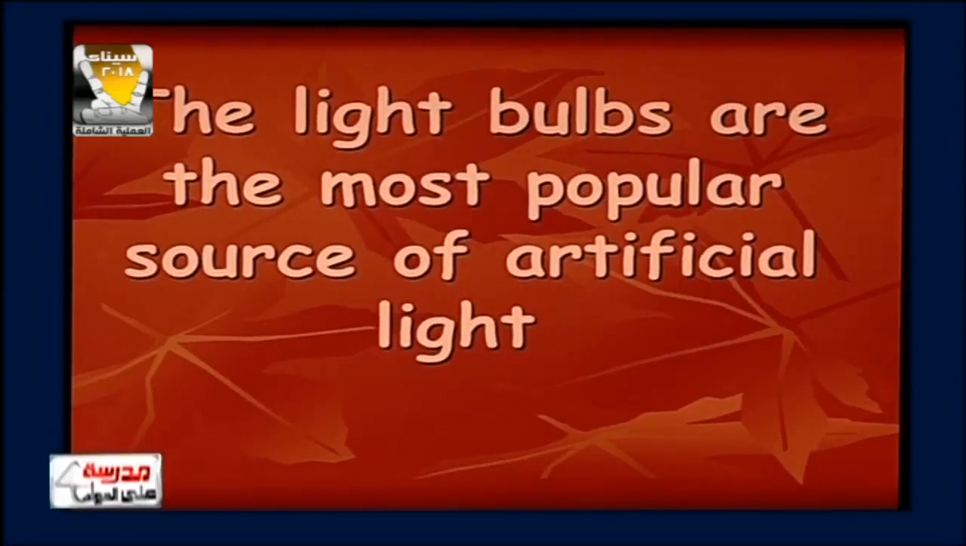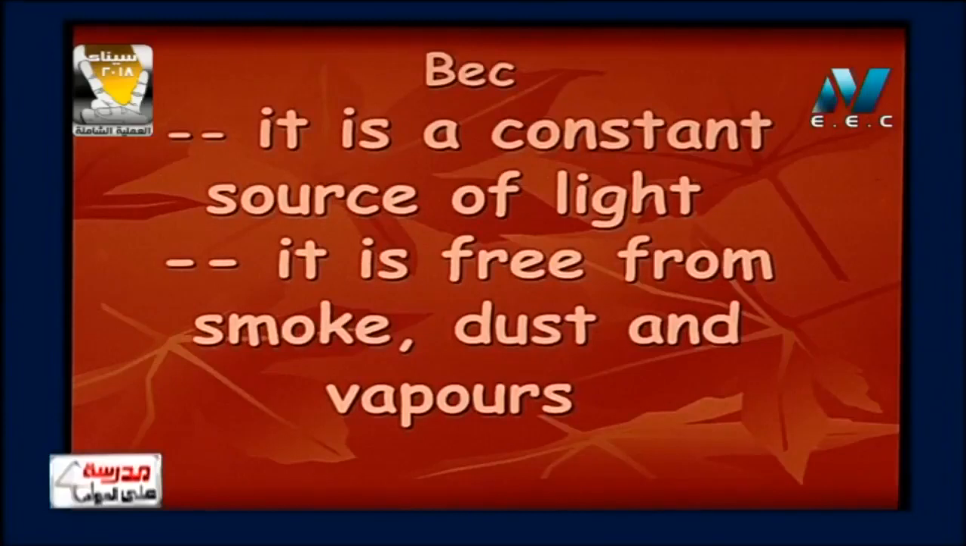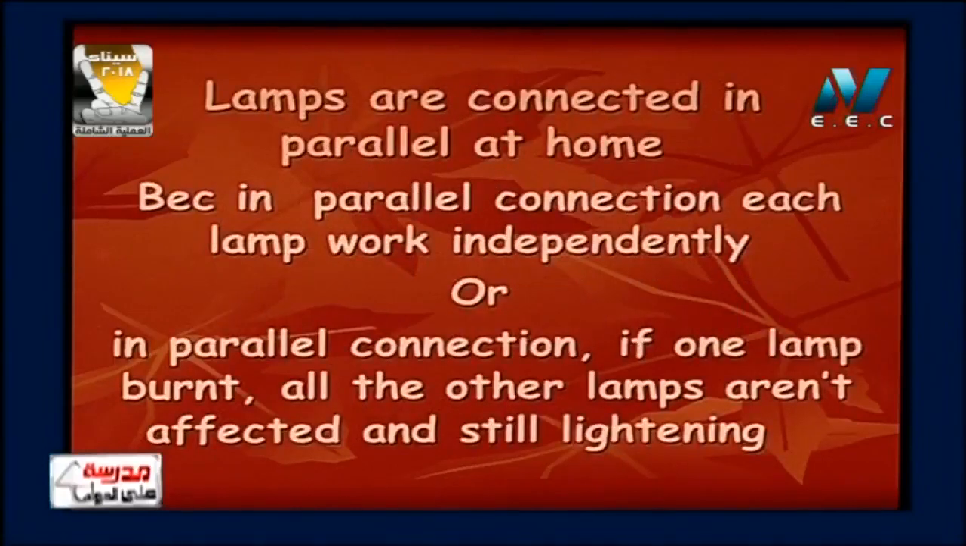ليه اللايت بالب هي أكتر مصدر صناعي محبب أو مشهور عند الناس because it's a constant source of light and it's free from smoke, dust and vapor. It's a constant source of light and it's free from smoke, dust and vapors.